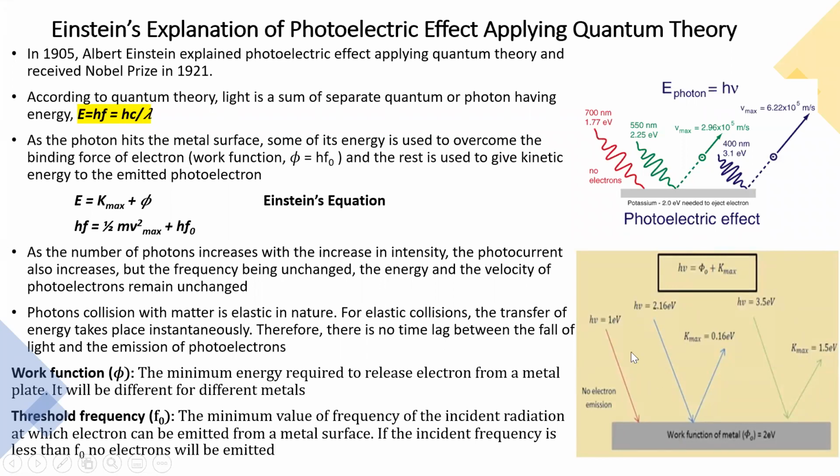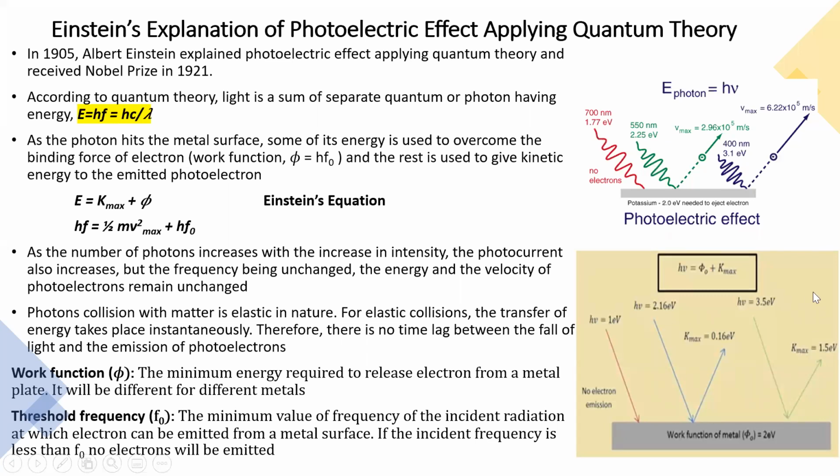So only if the frequency of the incoming light is more than a particular value, which is called the threshold frequency, photoelectric effect will occur. So Einstein's idea of explaining it using quantum theory works perfectly, right? There is no doubt. So that is why there is a threshold frequency below which the photoelectric effect doesn't occur.